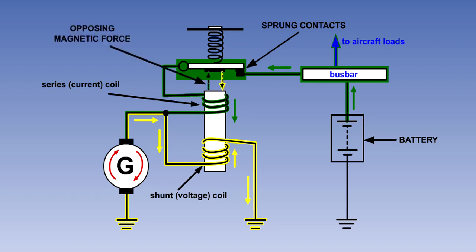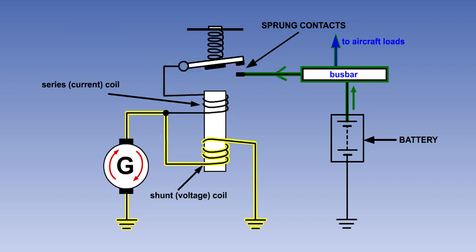The falling voltage of the generator will cause the strength of the magnetic field produced by the voltage coil to reduce, and as the current flow through the current coil will be reversed, then the magnetic field produced by it will also be reversed. This magnetic field will now be opposing the field produced by the voltage coil, and there will be insufficient magnetic force to hold the contacts closed, and they will spring open, disconnecting the generator from the busbar and preventing further reverse current into the generator.